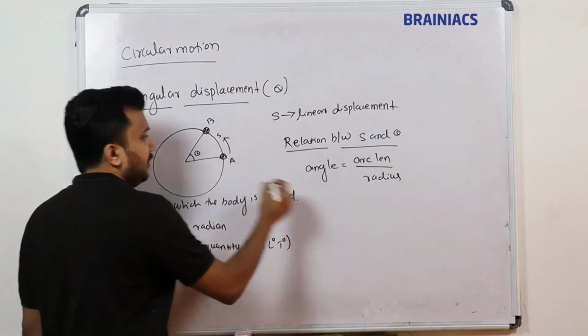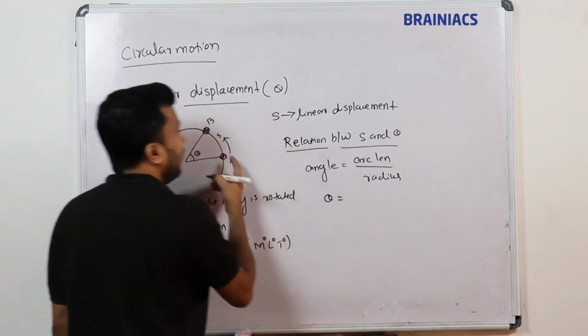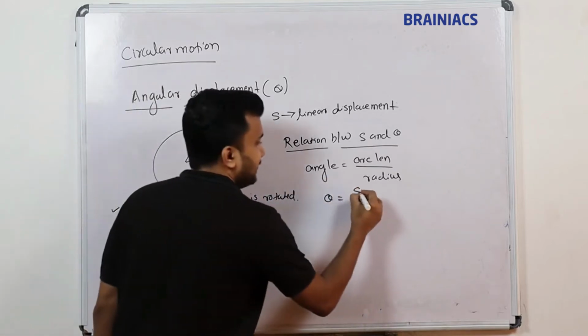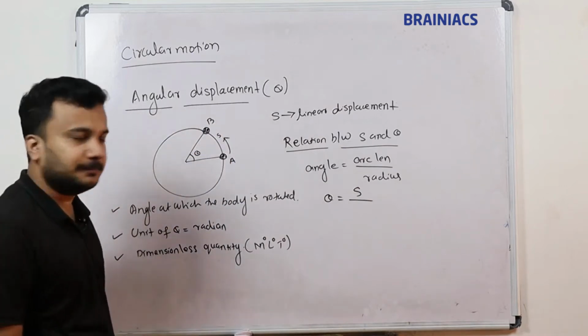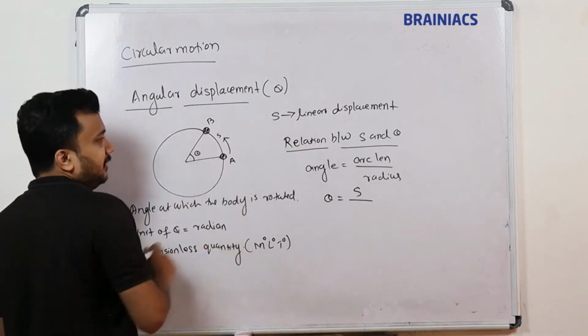What is the angle here? Angle is called theta. Arc length is called S. S is called arc length. This is called arc, a portion of a circle is called an arc. So arc divided by its radius.